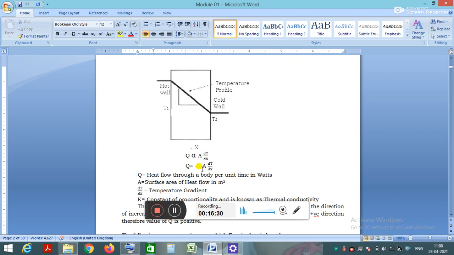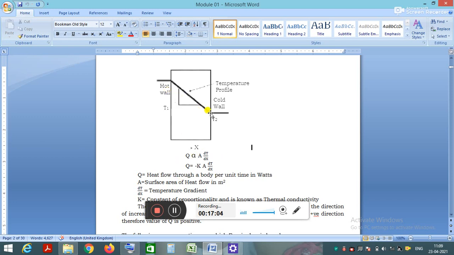Here I have used the negative sign before the term K, which indicates that the temperature decreases in the direction of heat transfer. We know that the heat always flows from high temperature to the low temperature region. Here the negative sign indicates that the temperature decreases in the direction of heat transfer in solids. Q equals minus K into A into dT by dx.